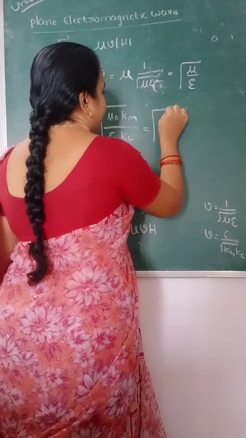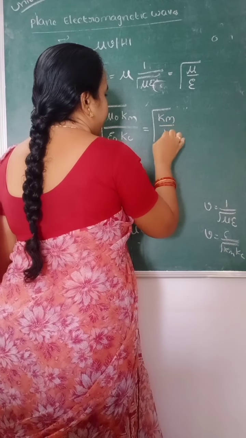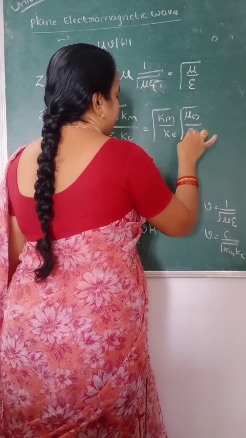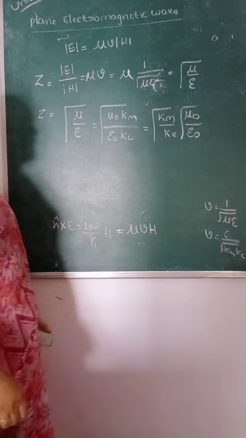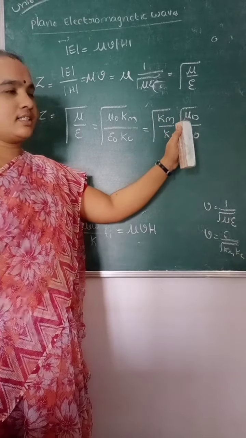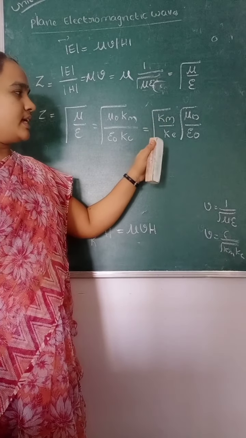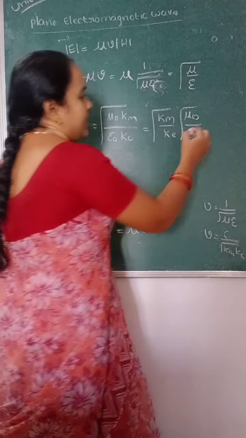That is root of Km by Ke into root of mu naught by epsilon naught. So mu naught is constant, epsilon naught is constant, Km is constant, Ke is constant, which is a real quantity.